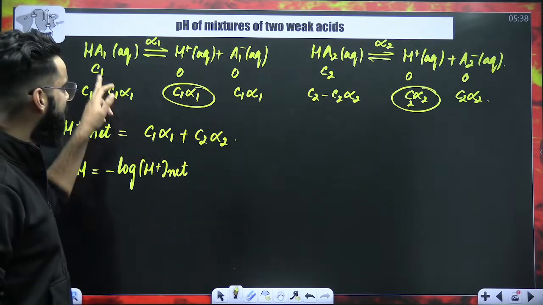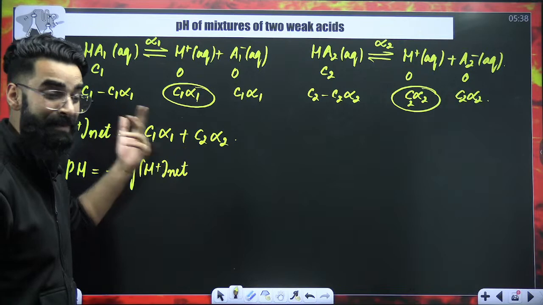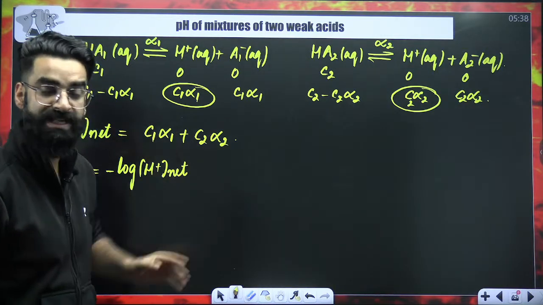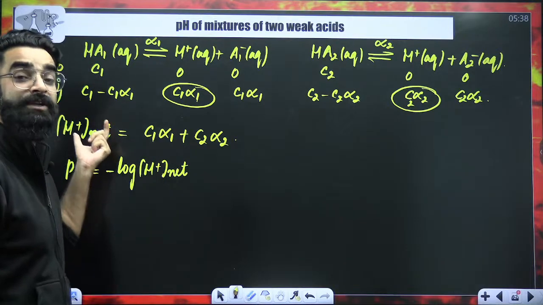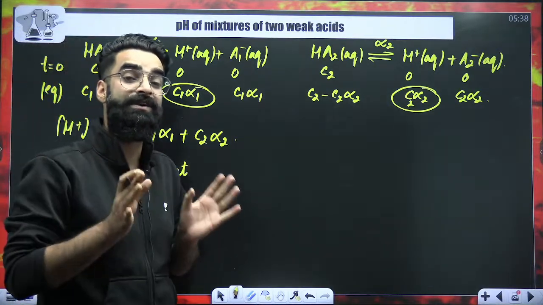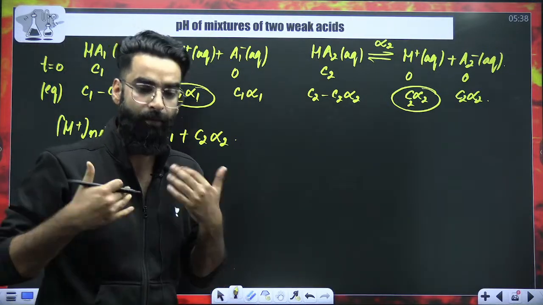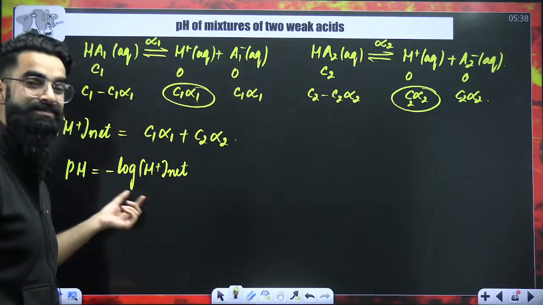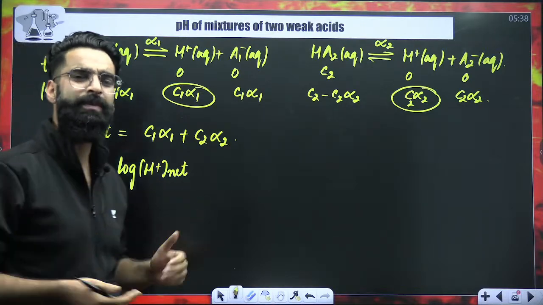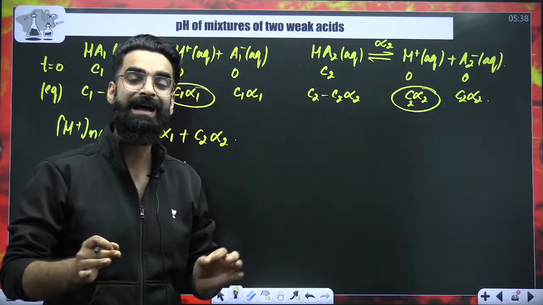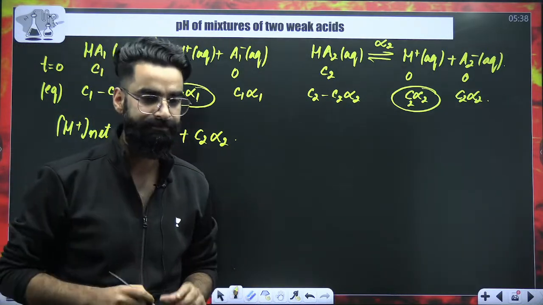Imagine C1 value is given to you, alpha 1 is given to you. Imagine C2 is given to you, alpha 2 is given to you. If all these parameters are given to you, you can calculate the total H positive ion concentration present in the container. And once you get it, you can just multiply that with minus log. You'll be getting the pH of the resulting solution. As simple as that. Number one.